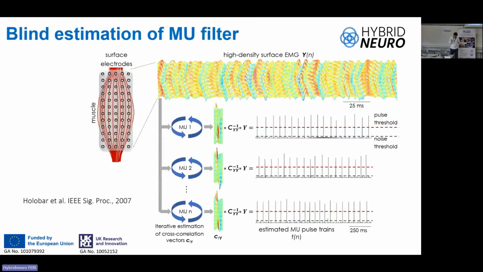But before, of course, we get to the motor units, we have to get to them. And this is one example of what we can do. We can use a CKC method that works in a style that it iteratively estimates the motor unit filters. And when we apply the motor unit filter to the EMG signal, it yields out a pulse train or a spike train of that specific motor unit.